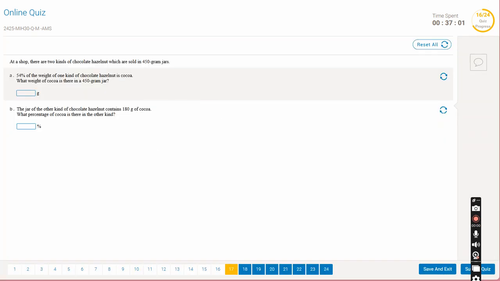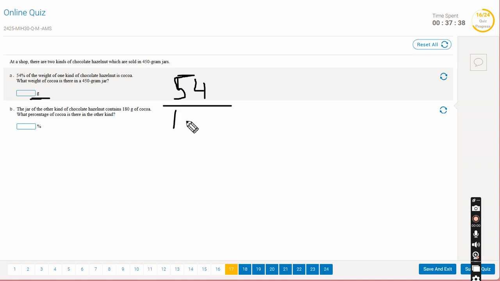Here, 54% of weight of one kind of chocolate hazelnut is cocoa. So, okay, initially let's read the question. At a shop, there are two kinds of chocolate hazelnut which are sold for 450 grams of jar. So there are two jars, both of them are chocolate hazelnut, and they're 450 grams, but they're different kinds, right? So 54% of weight of one kind of chocolate hazelnut is cocoa. So they're saying that one of the jars has 54% as cocoa. What weight of cocoa is in their jars for 450? This is direct 54% because they gave us the 54% of one kind of chocolate is cocoa already. They just want to find out what it is in grams.